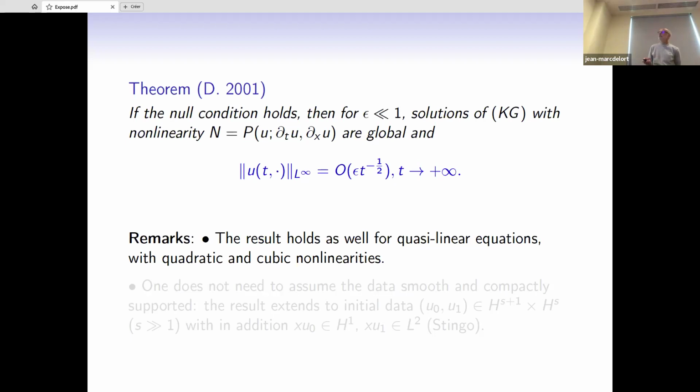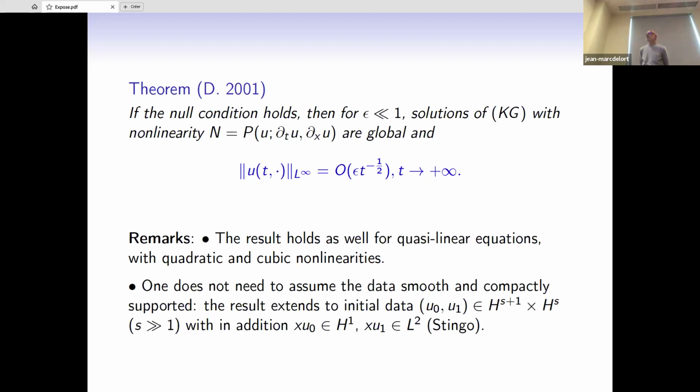And let me mention also that it is not necessary to assume that the data are smooth and compactly supported. It is enough to assume that they are smooth enough, say in H^(s+1) times H^s for some large enough s, and that they have some decay at infinity, like x u0 in H1, x u1 in L2. So this has been proved by Pasting.